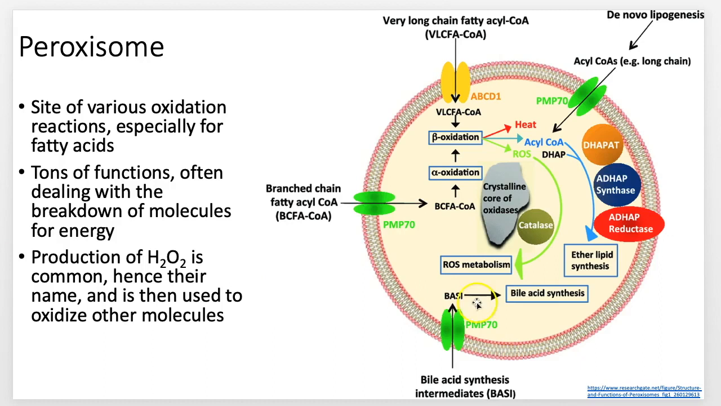Okay. Other things as well. You can make reactive oxygen species, that's what ROS stands for. You generate bile acid. So all kinds of stuff happens inside of a peroxisome. But look how complicated this is. This is an oversimplified diagram, and it's still really complicated. You can click on this link down here, and it will take you to more about it.